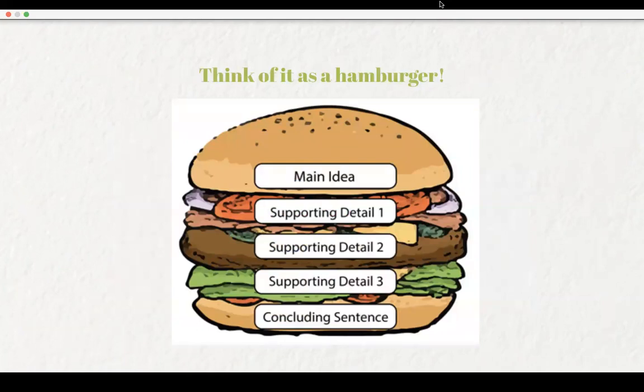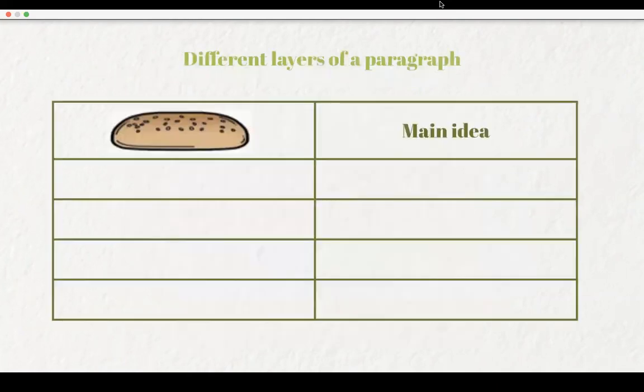First of all, we start with the main idea, and then there comes supporting detail number one, supporting detail number two, supporting detail number three, and finally a concluding sentence. Now, these are the different layers of a paragraph.